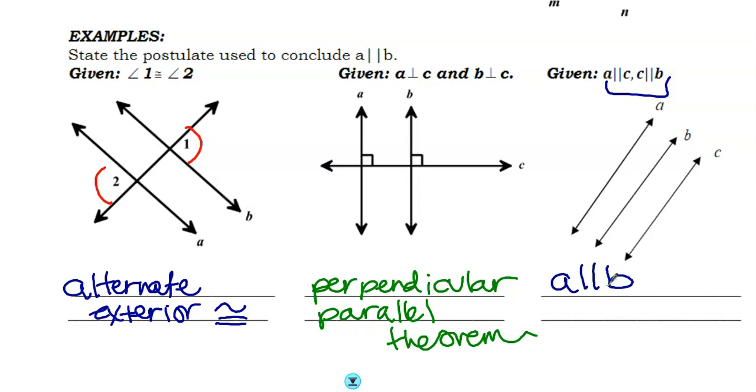Okay? So we could prove that line A and line B are congruent based on the theorem or the postulate that's given. Basically, what is the rule and how did we solve it? So why does A go with B? This is transitive.